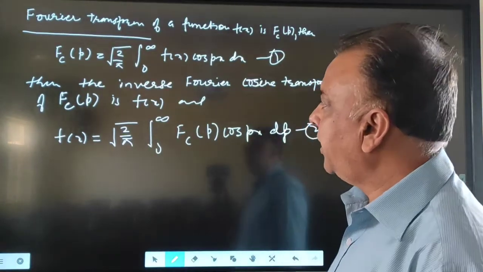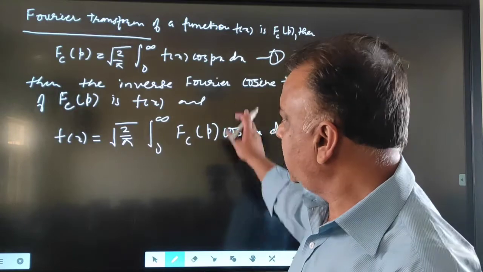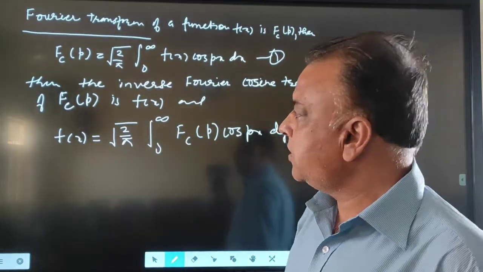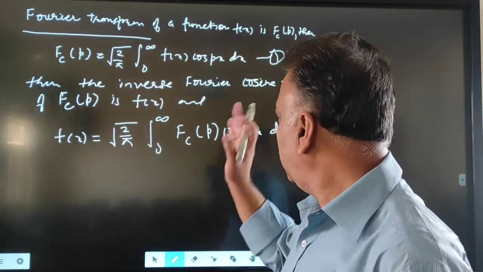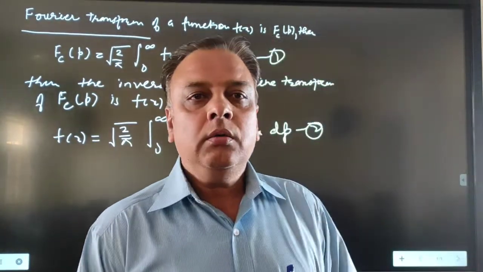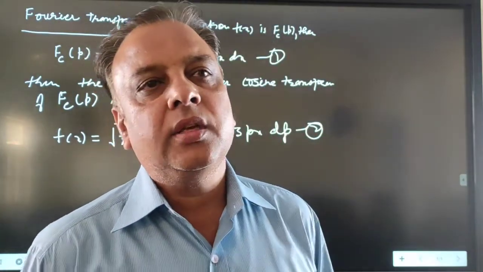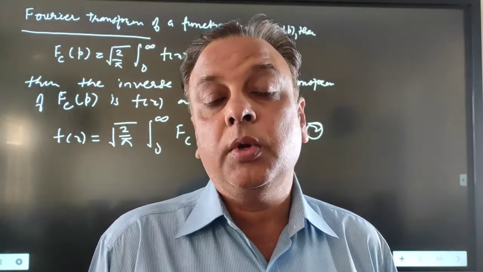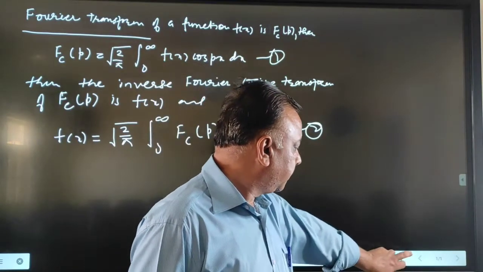So the Fourier cosine transformation of a function f(x) is F_c(p) defined by this relation, and the inverse Fourier cosine transformation of F_c(p), that is f(x), is defined by equation number 2. Now we are going to use these two results to find some important integrals or to prove some important integral equations. So for this we have a problem.